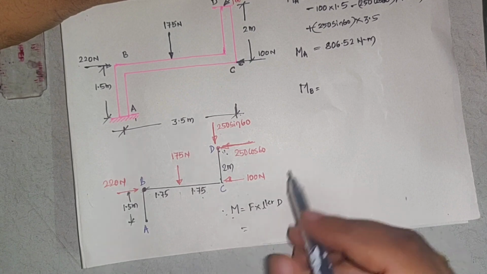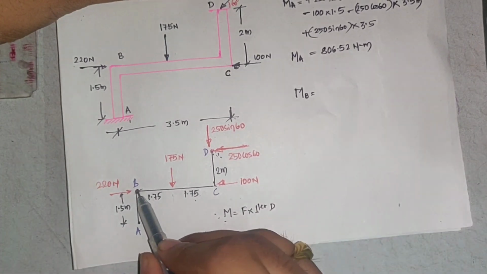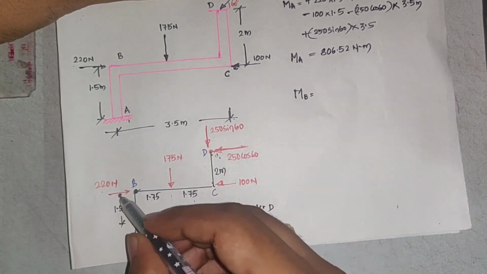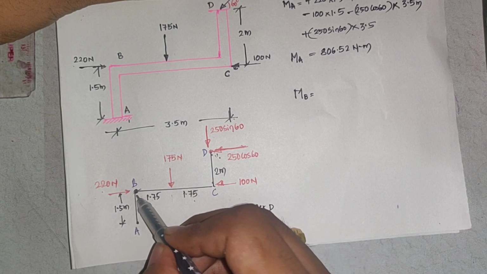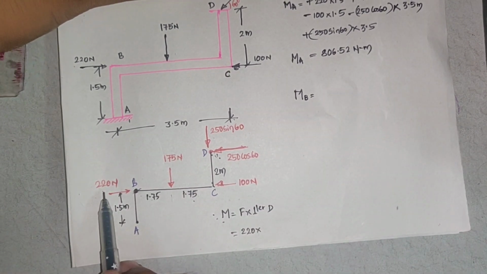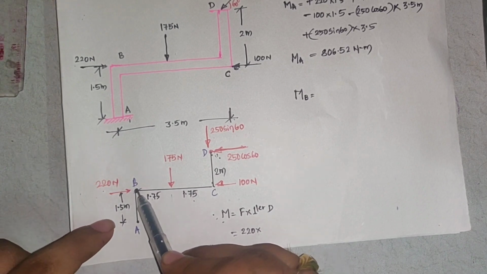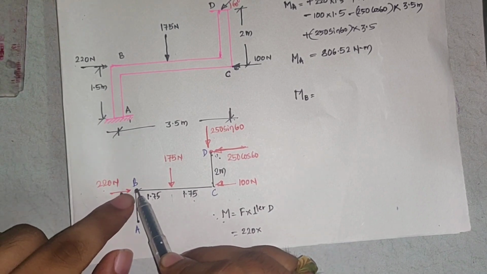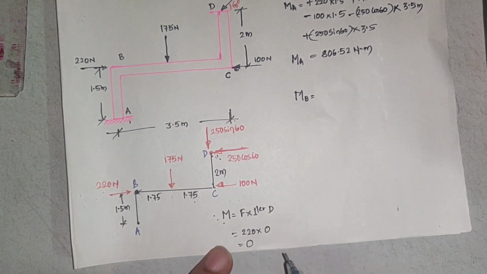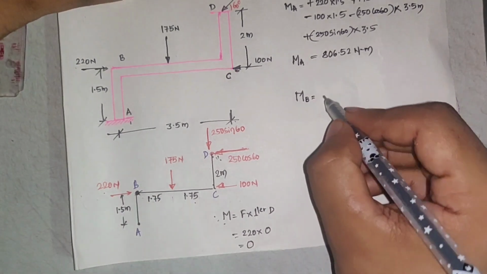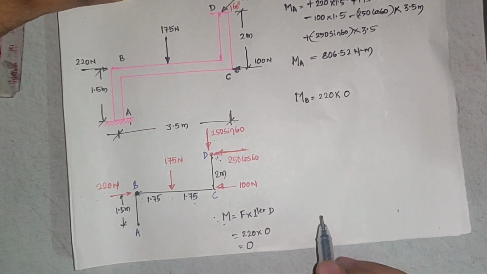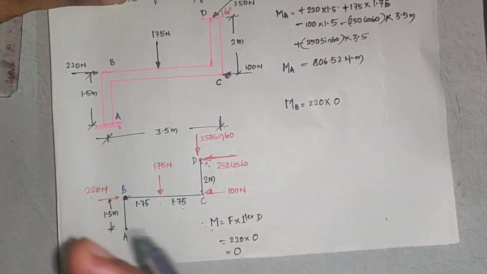Now I need to calculate the moment about B. B is here and this 220 Newton is also acting through point B. What is the perpendicular distance of 220 Newton about point B? It is 0. So what will be the effect caused by 220? It is 0. I'll write 220 into the perpendicular distance, 0. So it is not causing any rotation.